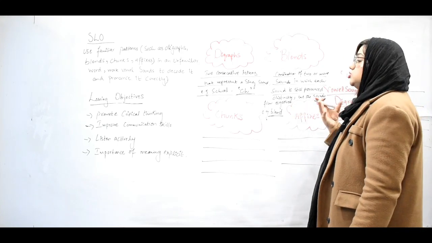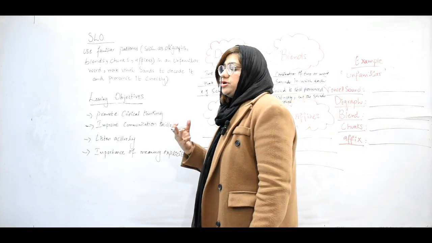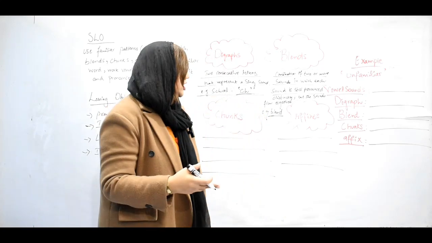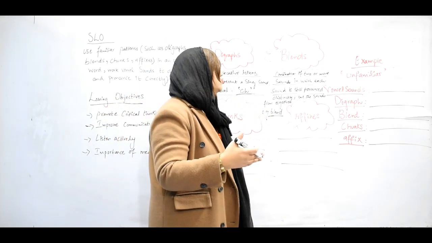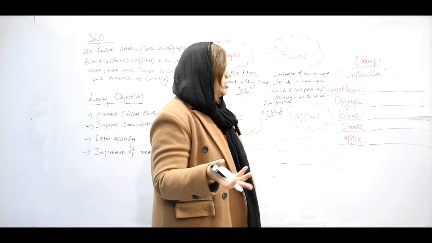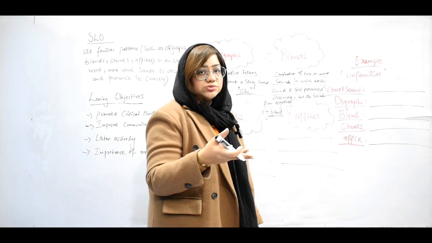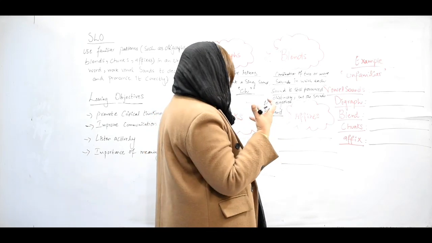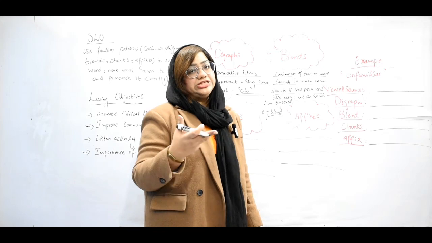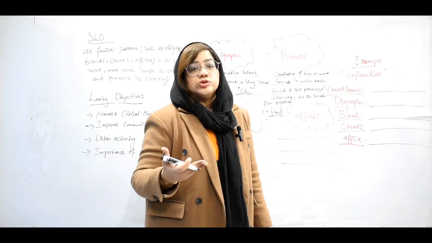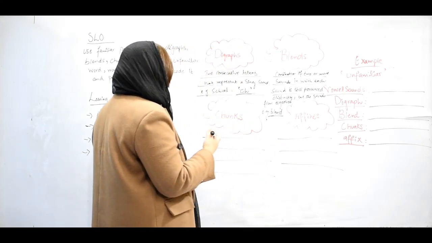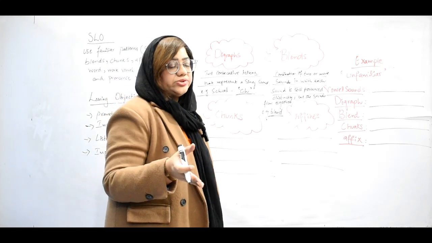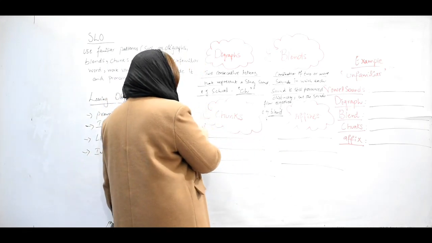So those words that are pronounced distinctively, as a combination of two or more sounds. There are two or more sounds pronounced in this word. So these are called blends. These words are called blended words. So I hope now you are clear about blends. Now I'm going to move on to chunks.